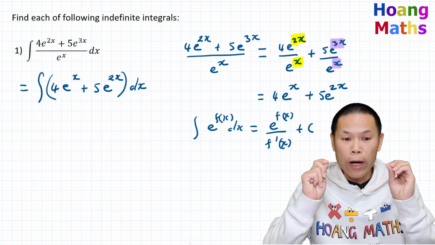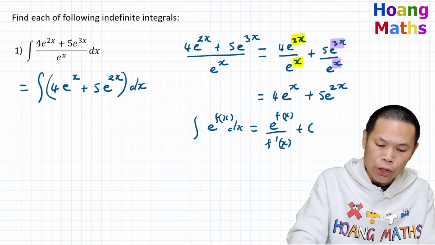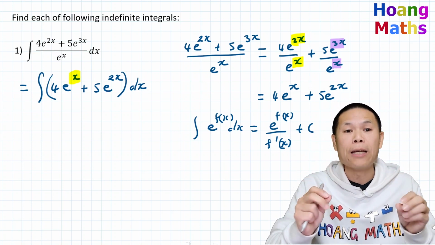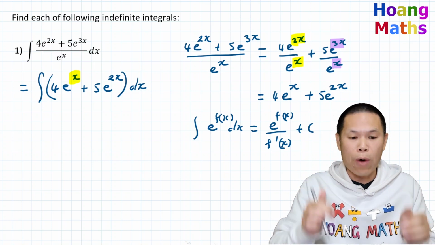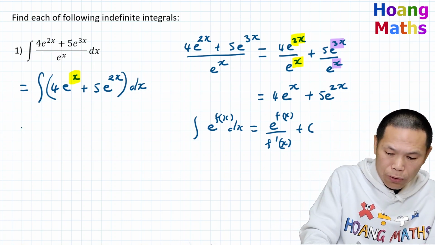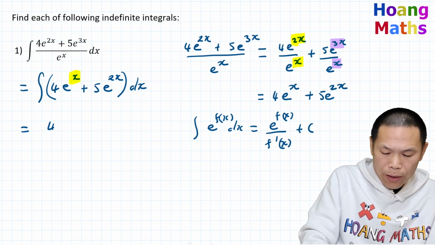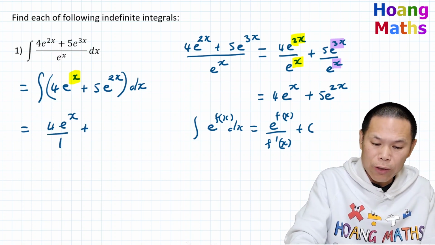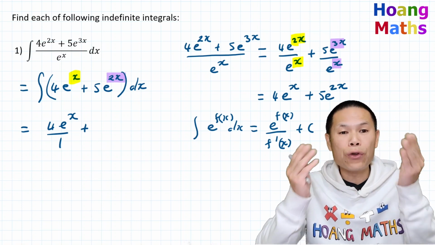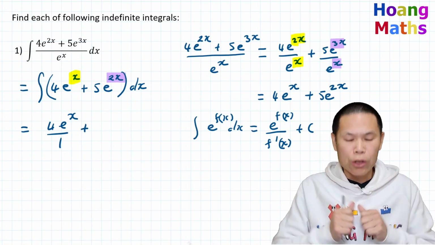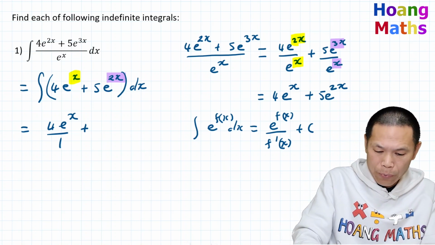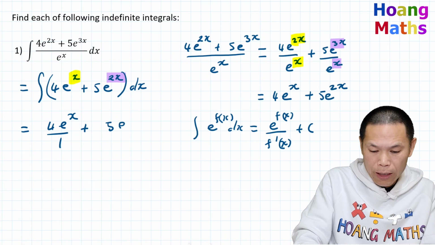There you go. So now what I do, I just differentiate this power here. So differentiate x gives me 1. So this means that 4e to the x over 1. And we add, now we differentiate 2x. So differentiate 2x gives me 2. So 5e to the 2x over 2.